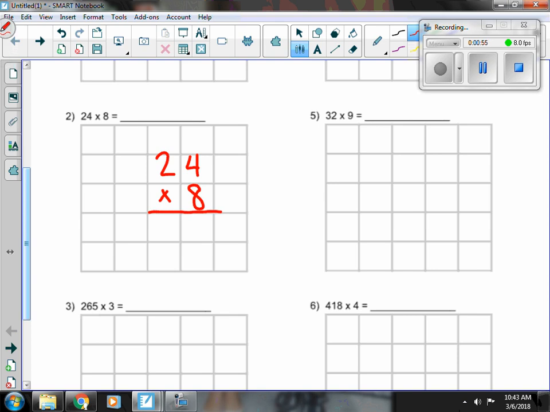8 times 4 is 32. 8 times 2 is 16, plus 3 is 19, so we get 192. That's why it's important to have this first step nailed down so that we have the first step when we get to complicated problems nailed down. 9 times 2 is 18. 9 times 3 is 27, plus 1 is 28.